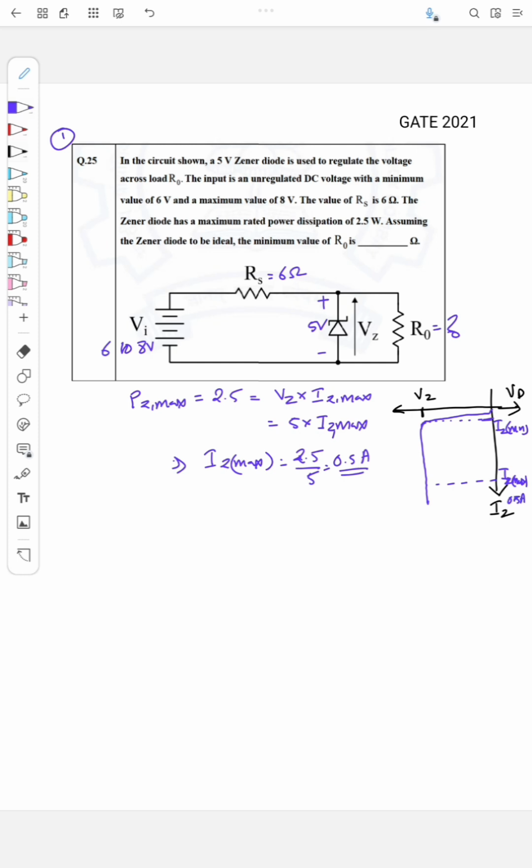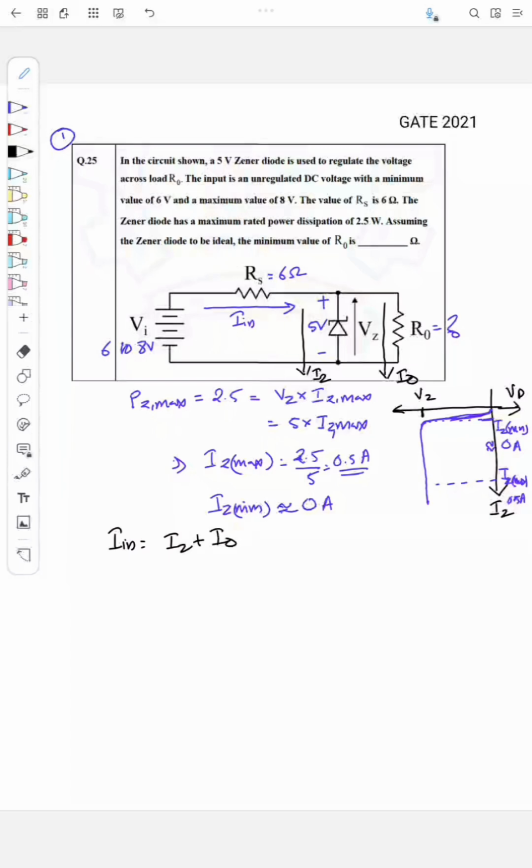and we know the minimum current. So minimum current is actually this one. So even though it is microampere, we can set it as approximately equal to 0 ampere. So Iz minimum of the Zener will be approximately equal to 0 ampere, right? Now if we see the circuit, the input current, I will call it I in, is split into current through the Zener, that is Iz, and the current through the R0, that I will call I0. So I in is equal to Iz plus I0, right?